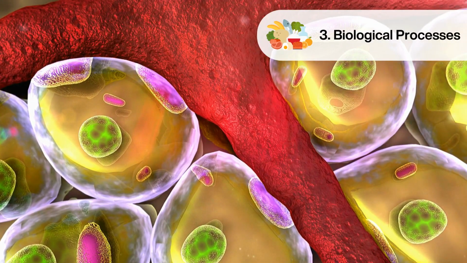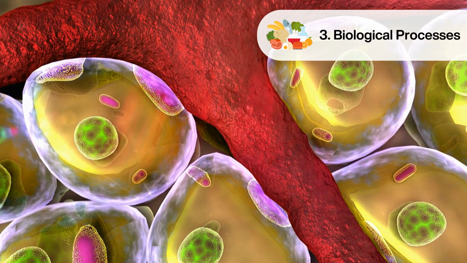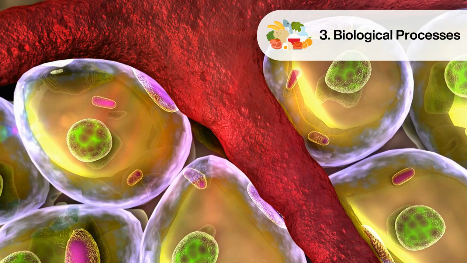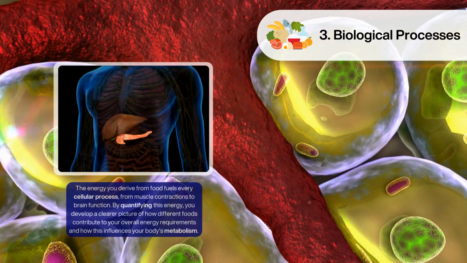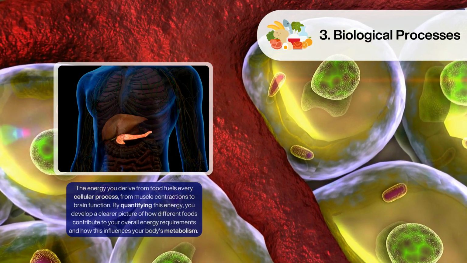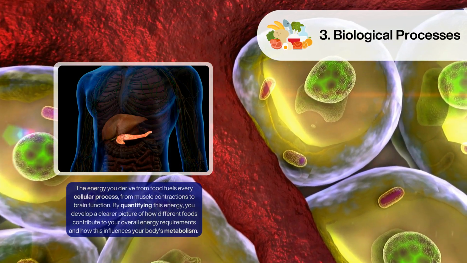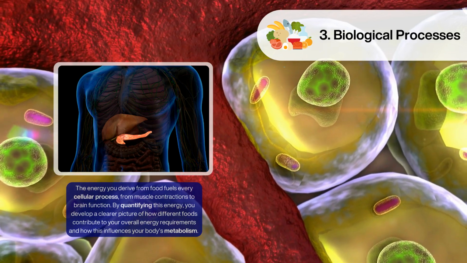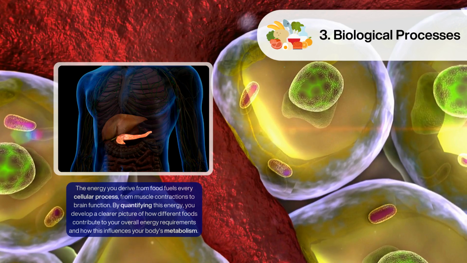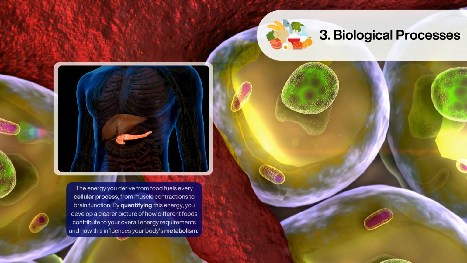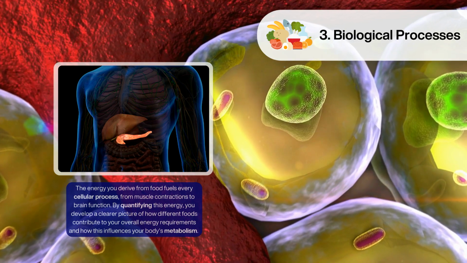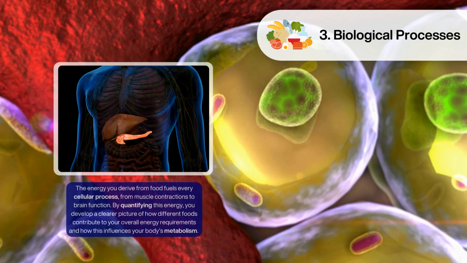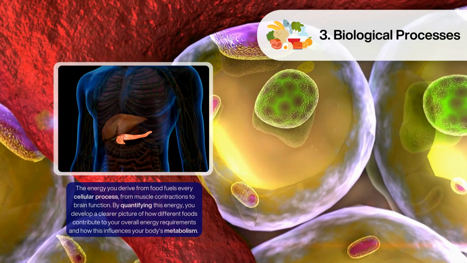This practical also improves our understanding of biological processes, such as metabolism and energy balance in the human body. The energy you derive from food fuels every cellular process, from muscle contractions to brain function. By quantifying this energy, you develop a clearer picture of how different foods contribute to your overall energy requirements, and how this influences your body's metabolism. This understanding is pivotal for understanding dietary habits, nutrition, and health.